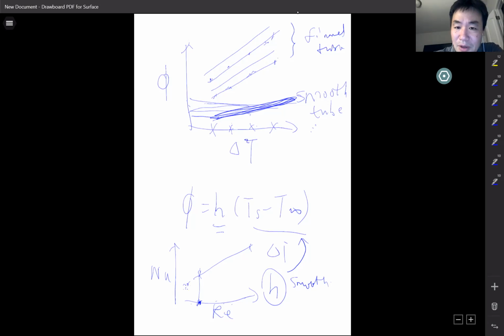Calculate your Reynolds number based on the wind speed for the new lab. Then you should be able to find the Nusselt number. Then you should be able to find H. Then you should be able to find the heat flux for the smooth tube, based on the 4 delta T's you use. So this is this lab. This is the result I expect to see.